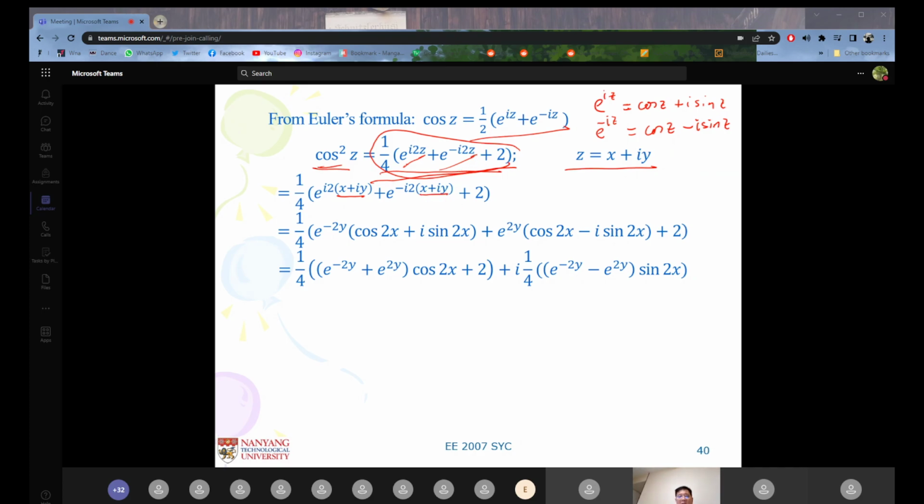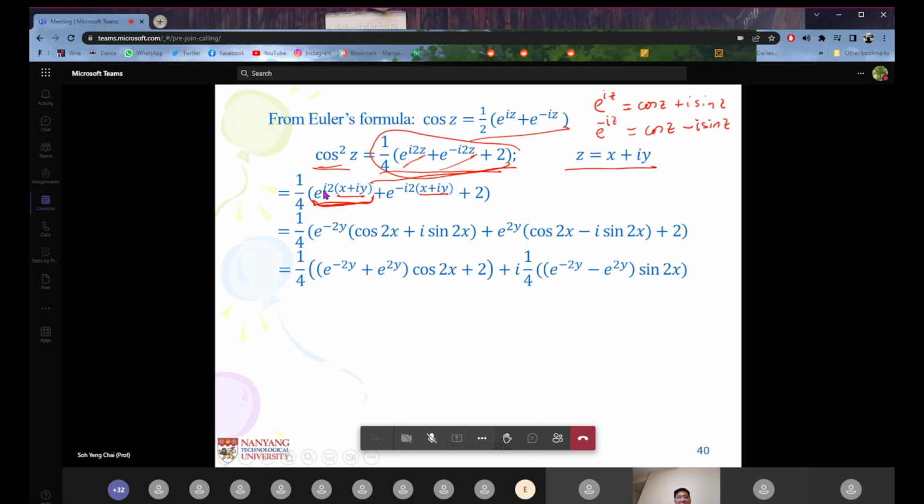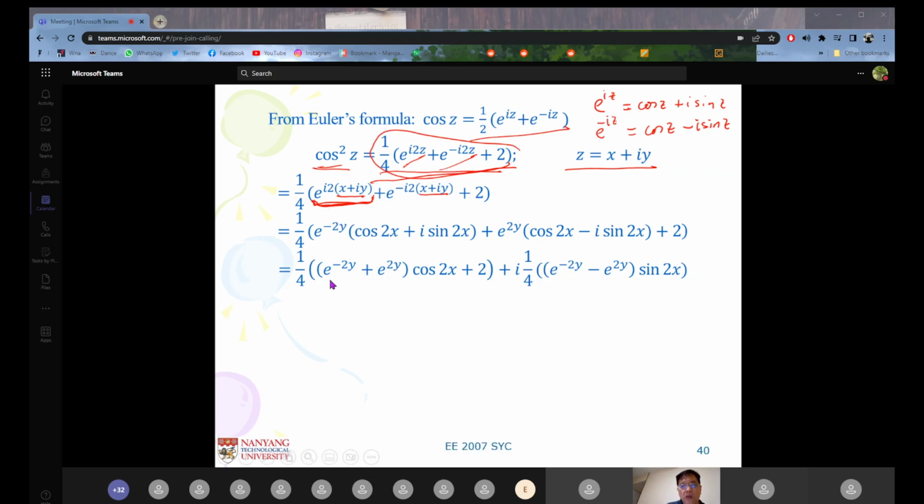Then we look into this term here. Clearly, i2 times x becomes i2x. I2 times iy becomes minus 2y. Minus 2y is a real number, so I can take it out here. This one here, I skip one step. This one is e to the power i2x. So this one will give you this term here.